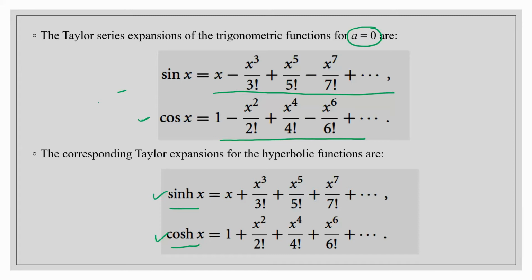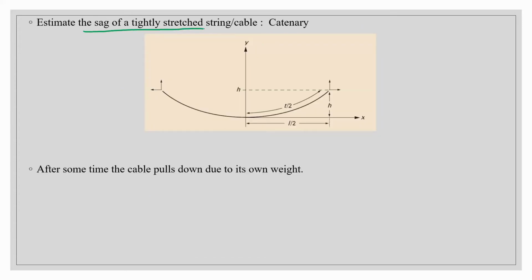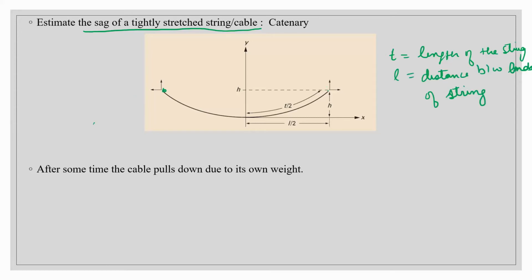Now we want to use the cos hyperbolic function to estimate the sag of a tightly stretched string, or you can say cable. So let this be our string, which is of length T. L is the distance between the supports; this length in between is L, and the string length is T. So this one will be T/2 and this much length will be L/2. Now this coordinate point is (0, C). That means we have a ground over here. This is the ground and this is C distance above the ground.